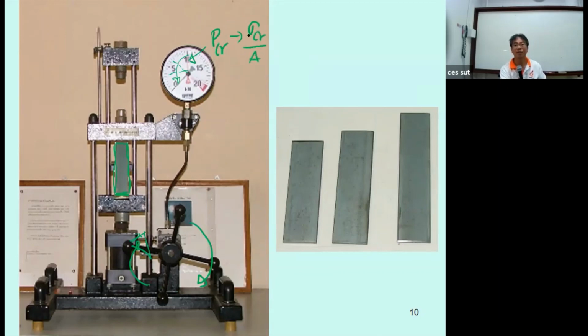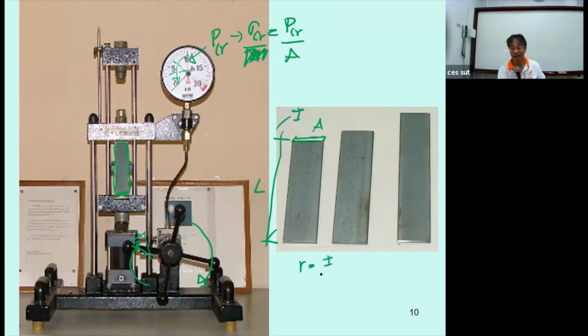You can determine sigma critical by dividing P critical by the area. And then you know the length of this. Okay, you have this one for the L, and you have this one for the A, the area of this. So you can compute the radius of gyration from the I and A. The radius is the square root of I over A.